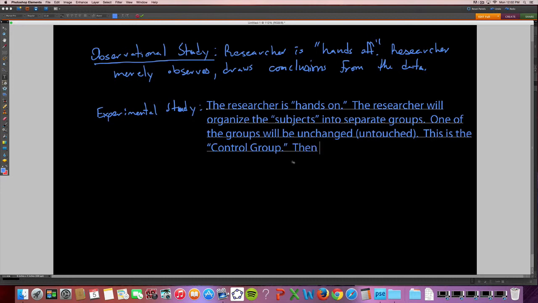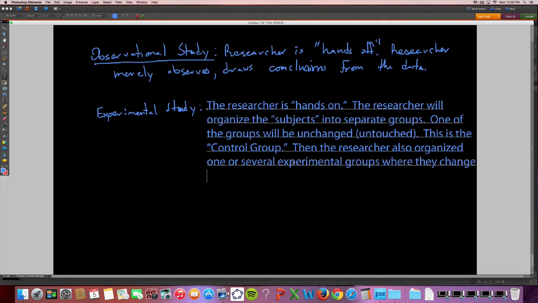Then the researcher also organizes one or several experimental groups where they change something about the setup. In my instance, that would be running the mile and my beverage. My experimental groups would be any groups that received the beverage, because I want to compare the control group that has no change whatsoever, which I didn't touch, and let them do what they normally do, to the group that I actually made a change on.